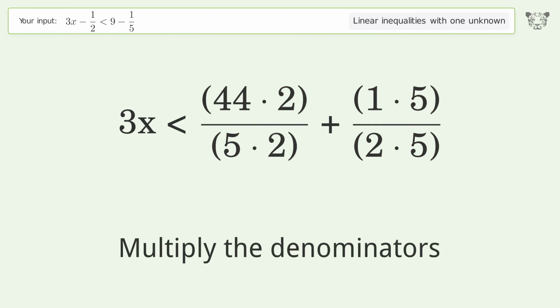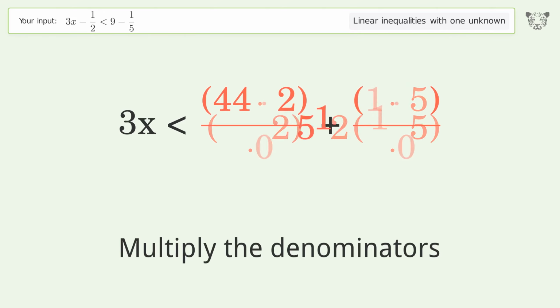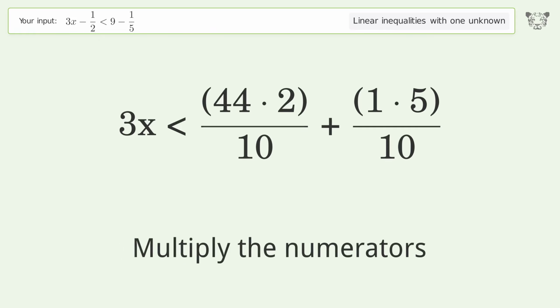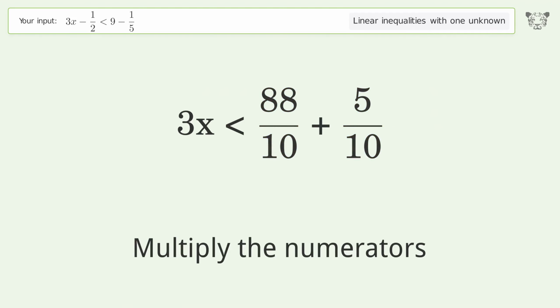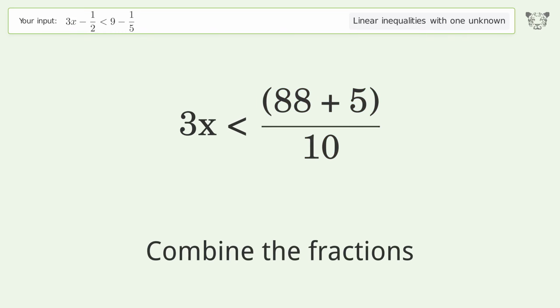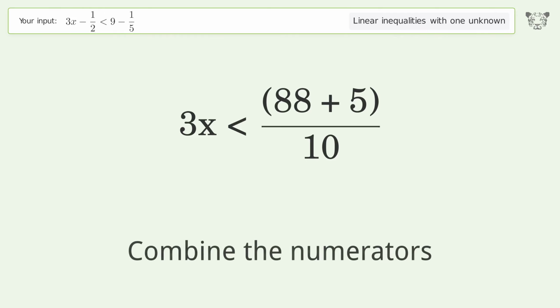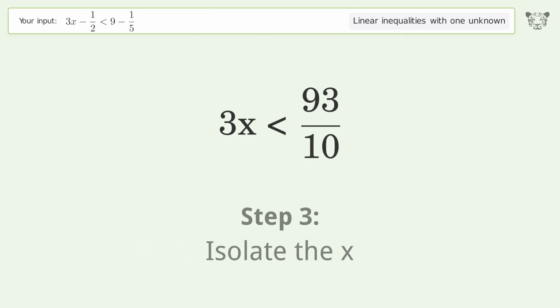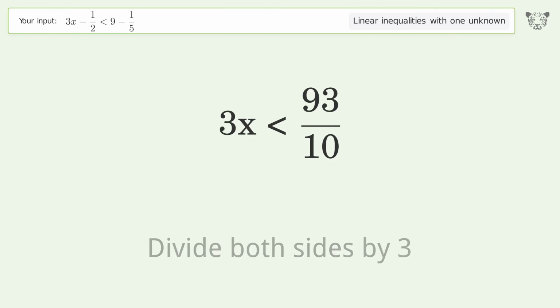Multiply the denominators. Multiply the numerators. Combine the fractions. Combine the numerators. Isolate the x. Divide both sides by 3.